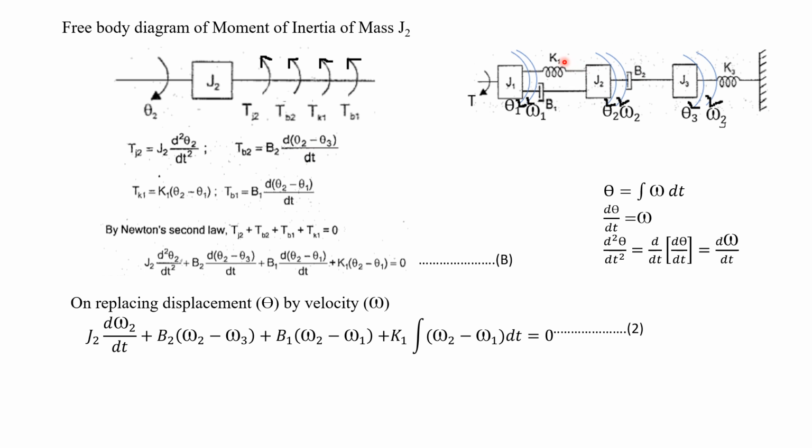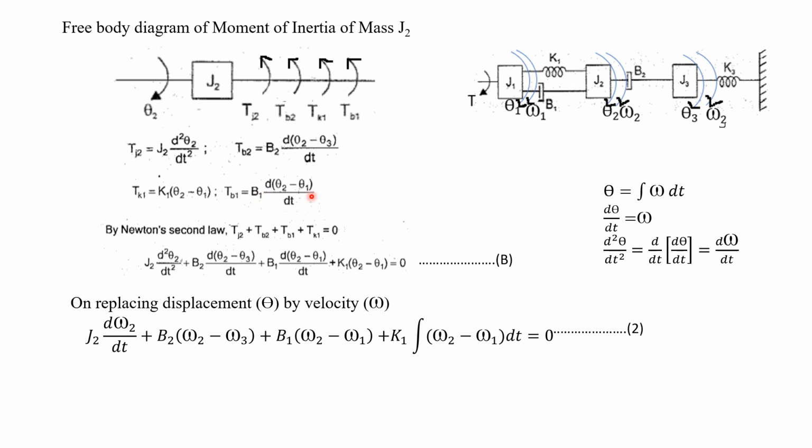This K1 is connected between J2 and J1, so we have to write the difference in displacement. The formula for TK will be K into theta, so theta can be written as theta 2 minus theta 1. Understood? Then TB1. B1 is connected between J2 and J1.